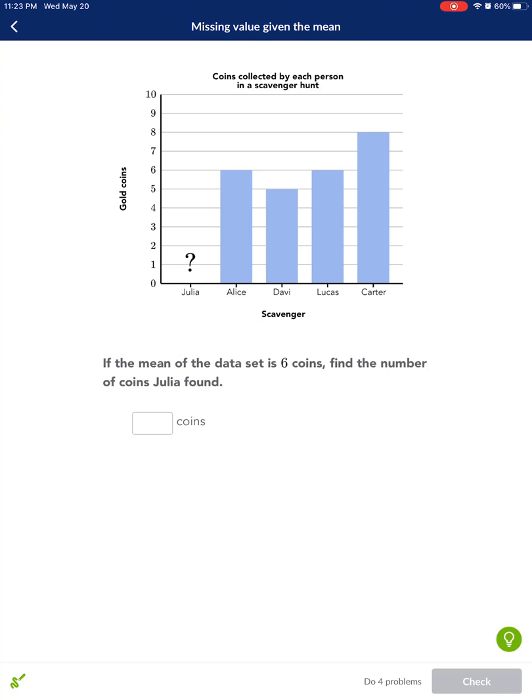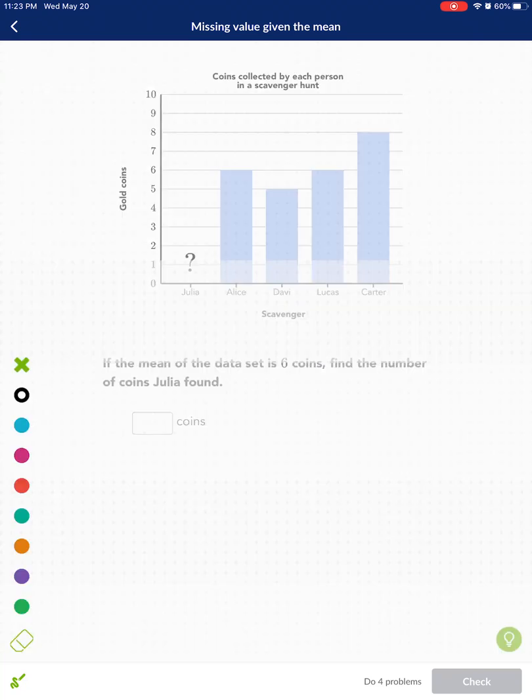All right. So what we're going to do is find the missing value. So I'm going to bring up the squiggly screen. The first thing you want to do is that we have 1, 2, 3, 4, 5 people. So we know that our number divided by 5 is going to give us our average or mean of 6. Again, how did I get that? Well, we know that there were 5 scavengers or 5 people, so we have 5 total numbers.